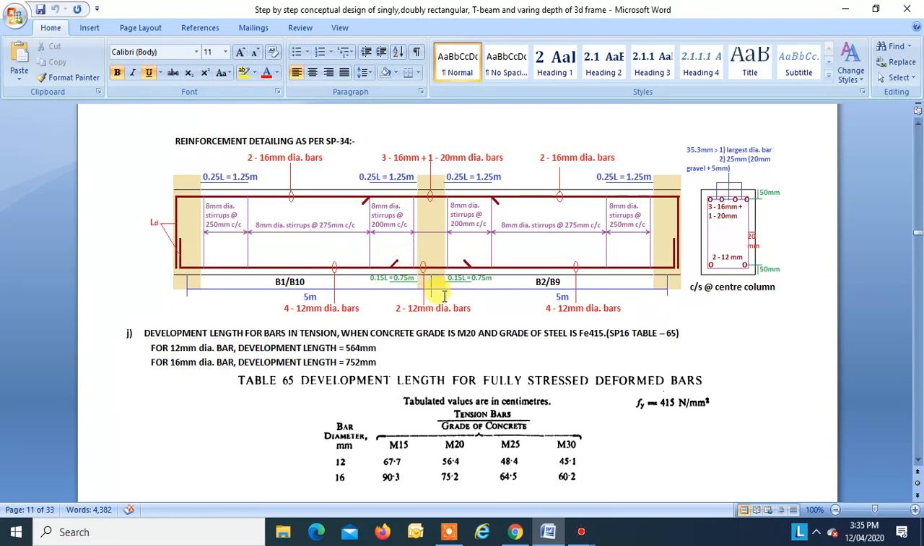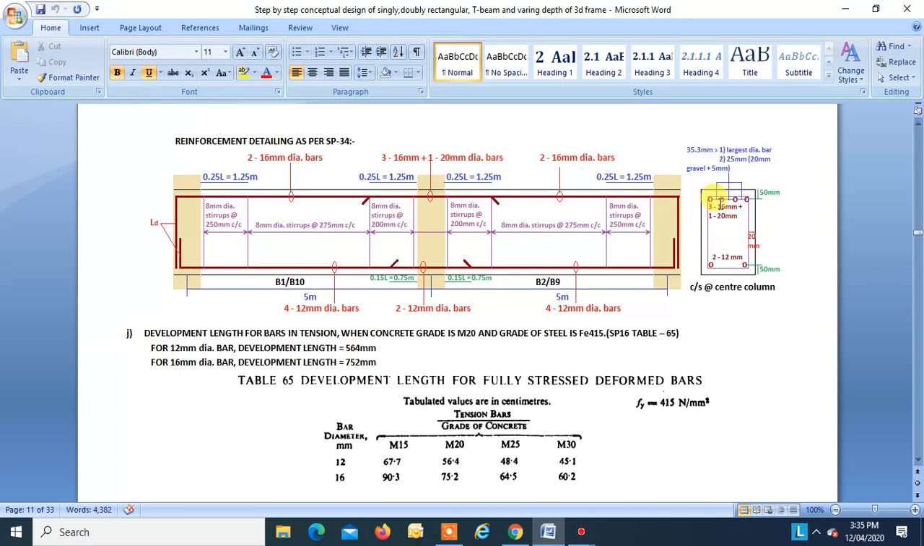Now another important thing which you have to check is the spacing between the bars, right? The maximum number of bars over here, three numbers of 16 and one number of 20 mm bar, right? So this is our beam section over here. So this is 230 mm, side cover is 20. Then comes the reinforcement, that is stirrup, dia of stirrup. Okay, then comes the bars.